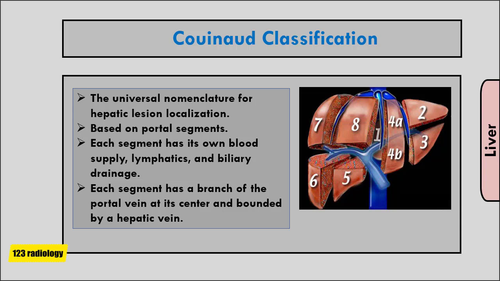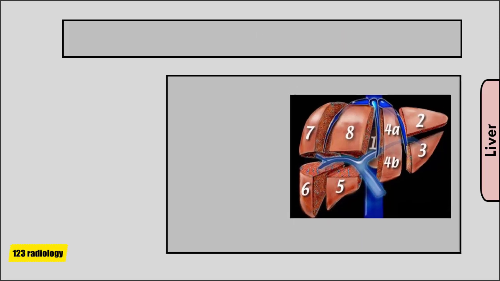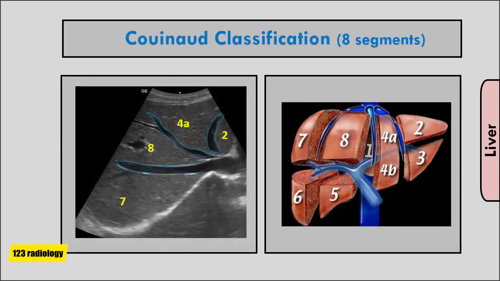Each segment has its own blood supply, lymphatics, and biliary drainage. Thus the surgeon may resect a segment of a hepatic lobe, providing the vascular supply to the remaining lobe is left intact. Each segment has a branch or branches of the portal vein at its center, bounded by a hepatic vein. There are 8 segments.